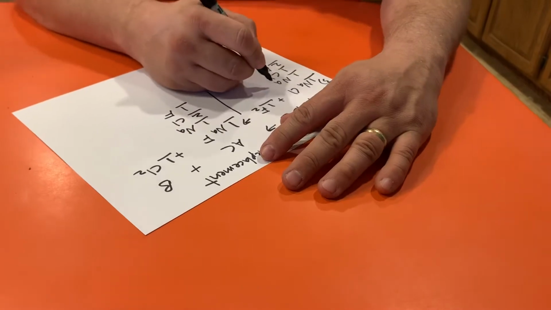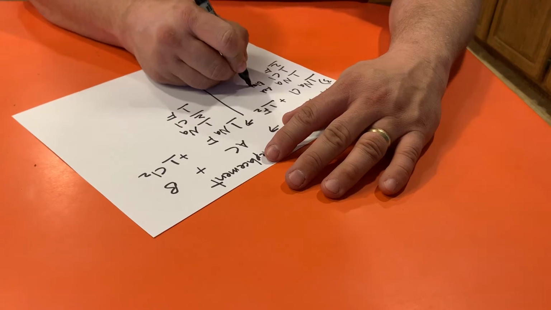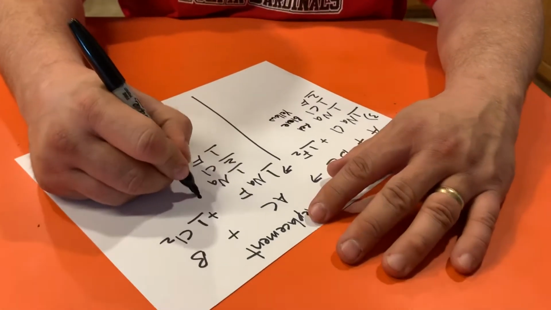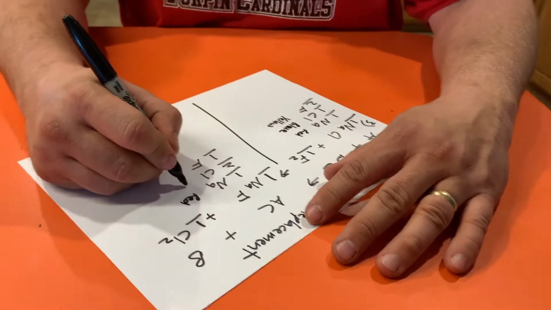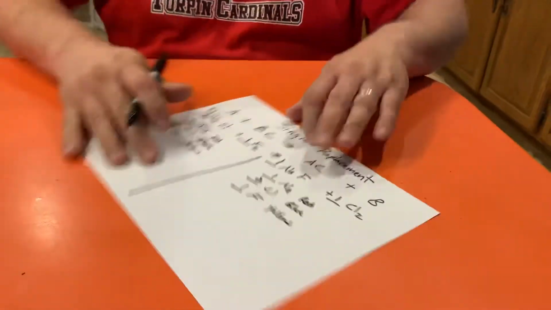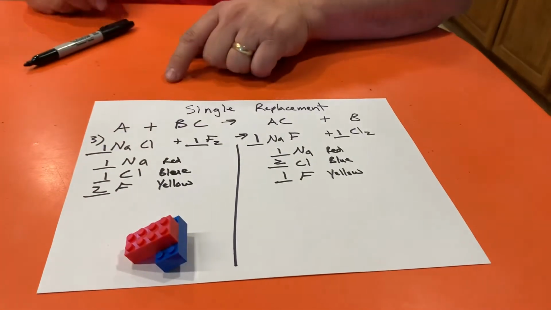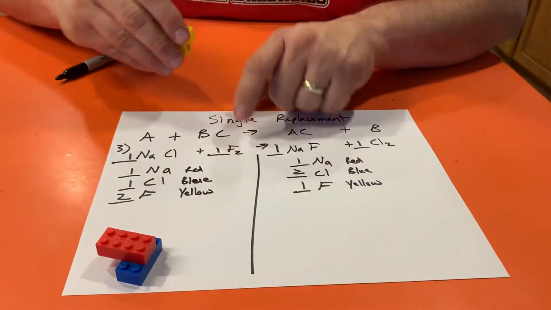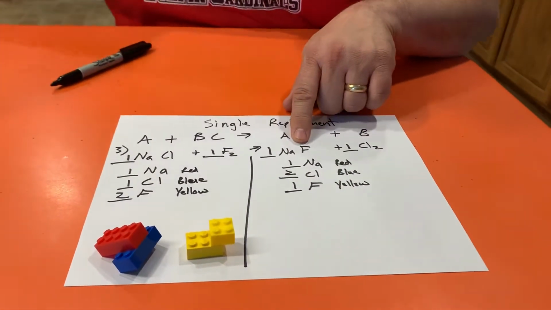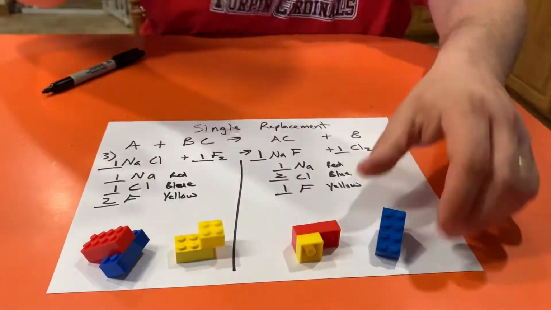Now, I'm going to go ahead and label these. Red, blue. Now we have a third color. I'm going to go ahead and use yellow because it's easy to see. If you're colorblind, I am so sorry. All right, so for our sodium and chlorine, we have our red and blue. For our fluorine, remember there's 2 of them there, so we have 2 yellow Legos stuck together. Over here, we have our sodium with our fluorine, a red and yellow. And then we have 2 chlorines stuck together, so our 2 blues.